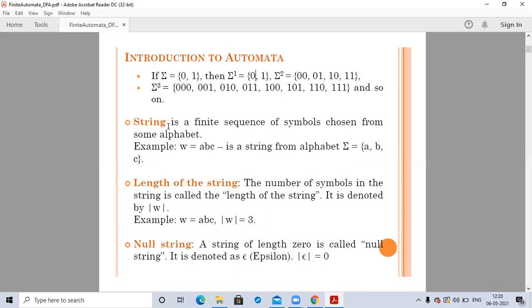Coming to the term string: a string is a finite sequence of symbols chosen from some alphabet.